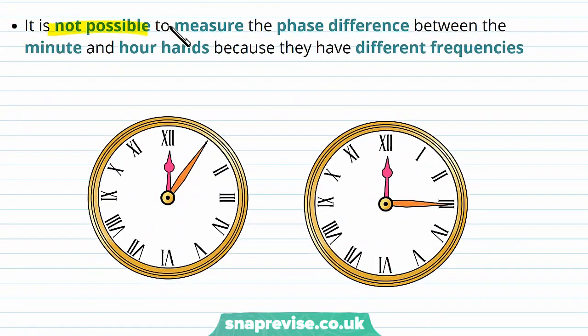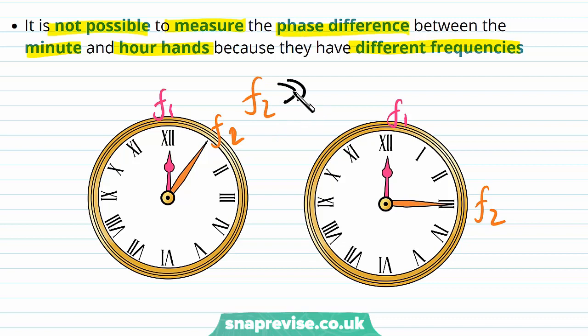It is not possible to measure the phase difference between the minute and hour hands because they have different frequencies. So if we consider the frequency of the hour hand and the frequency of the minute hand, so frequency of hour hand is F1, frequency of minute hand is F2, we find that the frequency of the minute hand is a lot greater than the frequency of the hour hand. So because this means that in the same amount of time, they will each have covered a different portion of their cycle, the phase difference isn't constant.